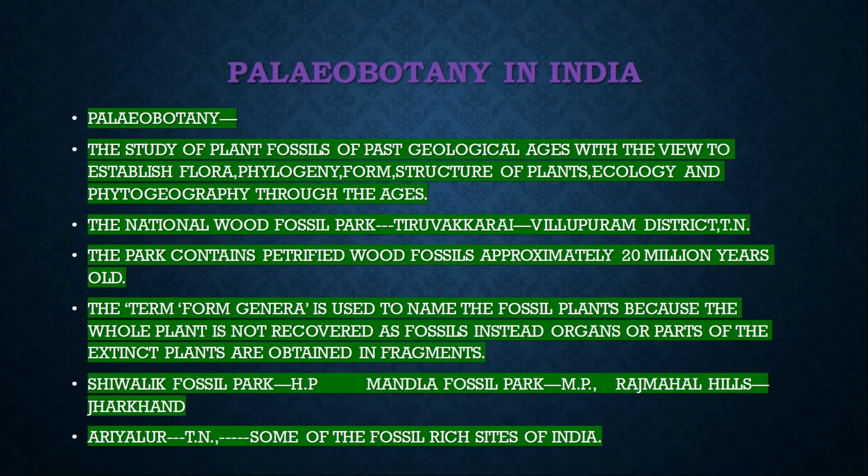The term form genera is used to name fossil plants, because we will not be able to get the whole plant as a fossil. Instead, we get either the organs or parts of the extinct plants as fossils. Shivalik Fossil Park in Himachal Pradesh, Mandla Fossil Park in Madhya Pradesh, Rajmahal Hills in Jharkhand, and Ariyalur in Tamil Nadu are some of the fossil rich sites of India.